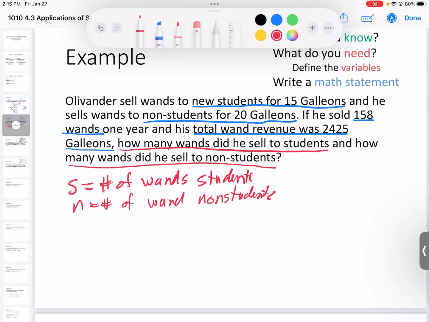So now that I've got my variables defined, I'm going to go through and try to write a math statement that represents this situation. And whenever you write a math equation, you need to make sure that all of your units are the same.